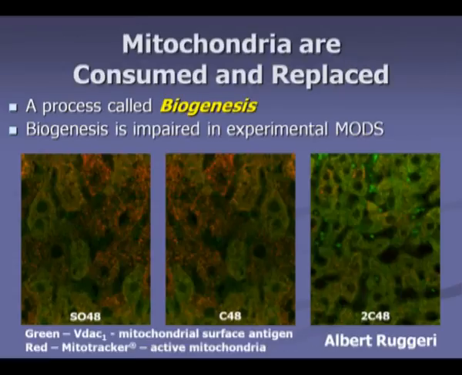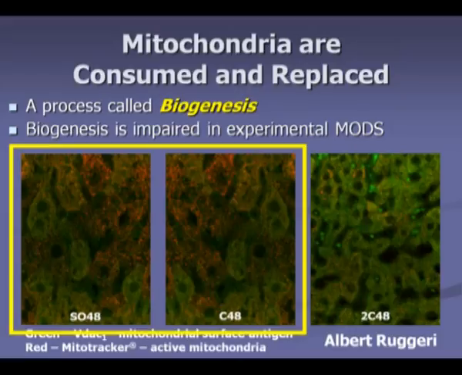The other thing that mitochondria do is they turn over. Mitochondria die on a regular basis, and they're replaced by a process called biogenesis. Failure of biogenesis would deprive a cell of its energy supply and eventually result in cell death. And it appears that biogenesis is impaired in experimental models. These are stains using MitoTracker, a fluorescent protein that binds to active mitochondria. We mark the mitochondria with a surface antigen called VDAC. The green is VDAC, the red is active mitochondria.